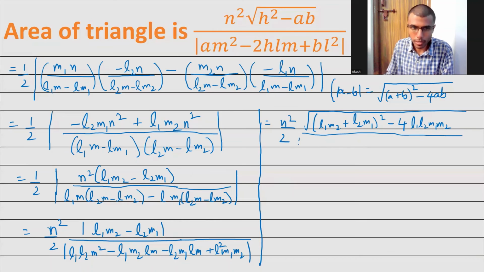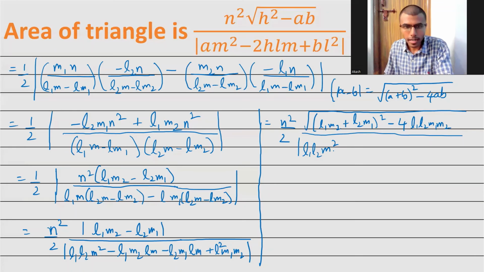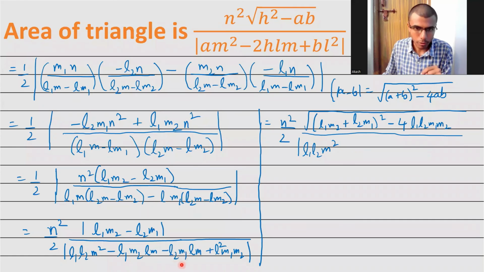Now let's come to the denominator. It would be as it is, L1 L2 m square, and then if I take minus Lm common in these two terms, I'd be left with L1 m2 plus L2 m1, minus of L1 m2 plus L2 m1 into Lm, plus L square m1 m2. This is in the modulus.